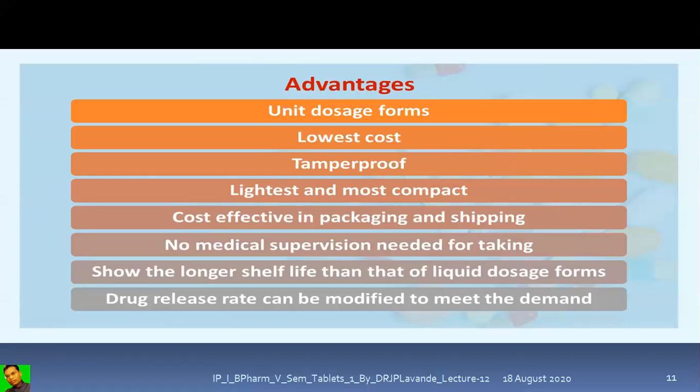The drug release rate can be modified to meet the demand. Yes, we can modify the release of the drug in the form of controlled release, sustained release, or modified release, right? With the help of the addition of polymers that we already saw while studying pre-formulation and polymerization, we can modify the release of the drug and prepare the dosage form as modified, sustained, and controlled release formulations.